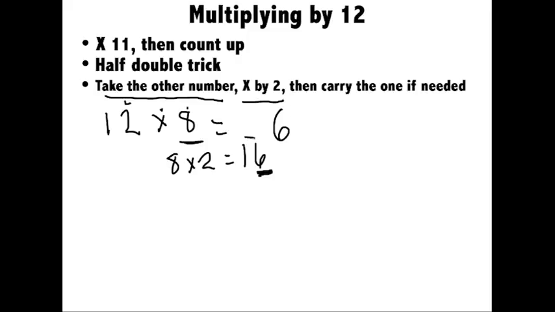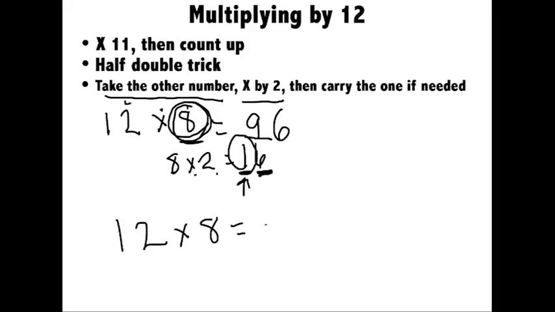Now in order to find my first digit, I'm going to take this number that I multiplied by and add a 1 to it because I have a 1 right here when I multiplied 8 times 2. So 8 plus this 1 equals 9. So 12 times 8 equals 96. This is a tricky tip, so let me go ahead and give you another example.